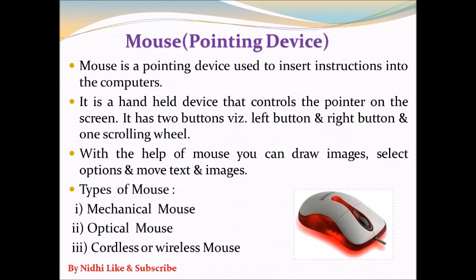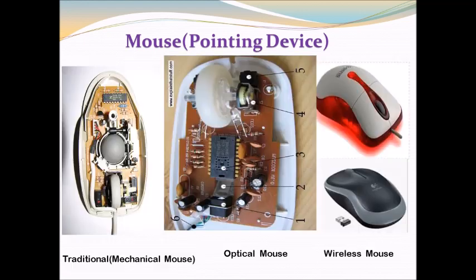So there are 3 types of mouse: mechanical mouse, optical mouse, cordless or wireless mouse, and one more category is also there, that is opto-mechanical mouse. So one by one we are going to discuss these types of mouse. So here in the picture you can see 3 types of mouse. First is the traditional mouse, that is also known as mechanical mouse. This type of mouse has a metal or rubber ball on its lower side that can roll in all the directions. The screen pointer moves according to the movement of the ball, which is detected by the mechanical sensors within the mouse.